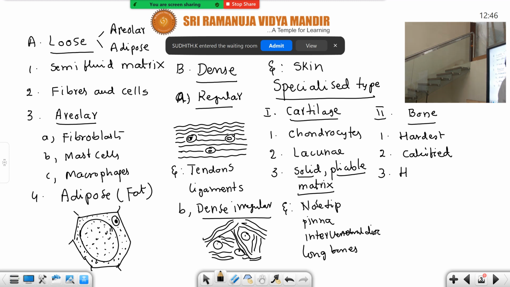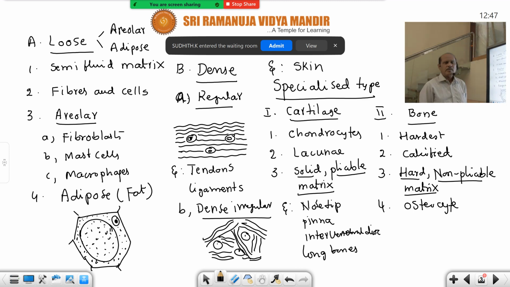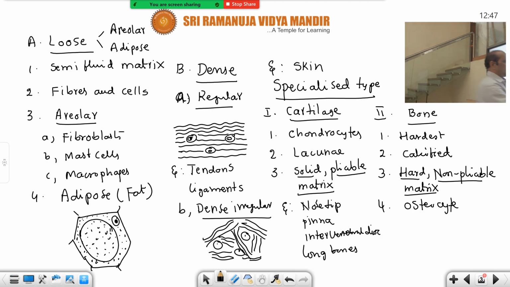The bony matrix is hard non-pliable matrix. That is solid pliable matrix for cartilage. Remember this combination of wording, very nice combination: solid pliable, hard non-pliable. Underline here also, hard non-pliable matrix. And each lacuna consists of one osteocyte. Actually, the unit of bone is the Haversian system. Osteon is a unit of bone. The Haversian system, of course, is not mentioned here.